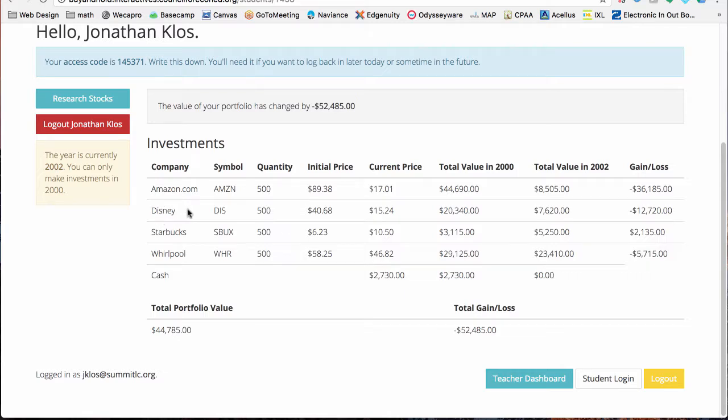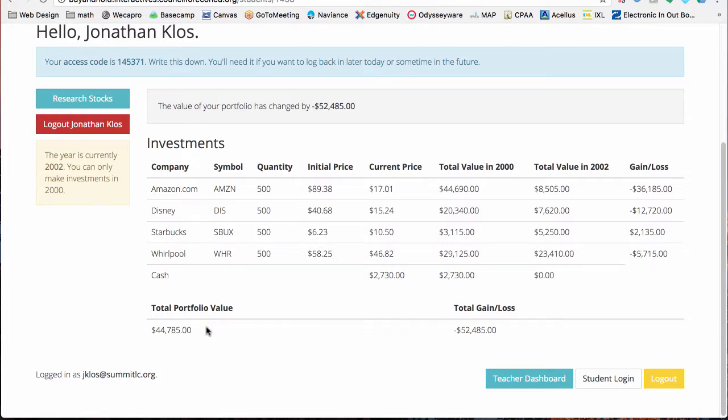Well, what did Disney do? All right, well, it was $40.68, and it is only worth $15.24 too. So it went down by a lot. We lost a lot of money as well there. We lost $12,000. Starbucks, on the other hand, from 2000 to 2002, increased. It went from $6.23, now it's worth $10.50. So it increased, it helped us out a little bit. We made a little bit of money on Starbucks. Whirlpool and our dishwashers, our washing machines, all that stuff, it lost a little bit of money too.